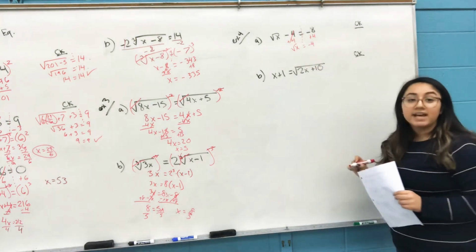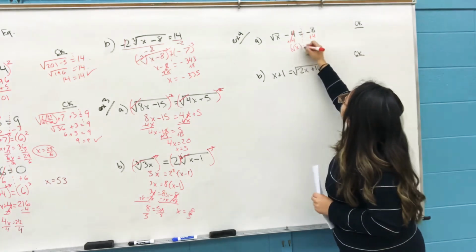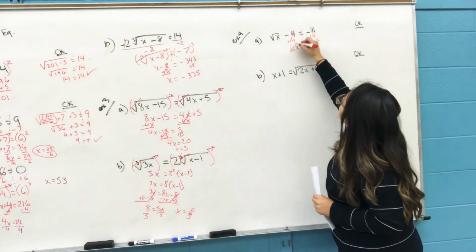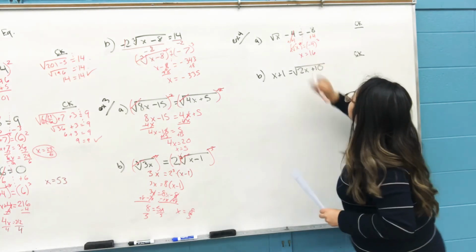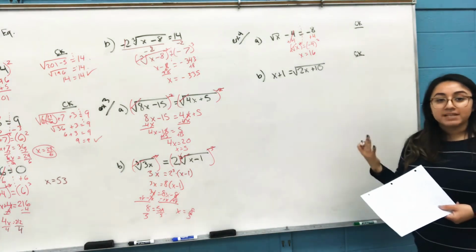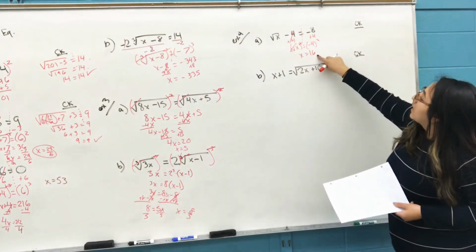Now we can go ahead and square it. X is equal to positive 16. So then we have what x is, so we got it by itself. Here, we have x is equal to 16.